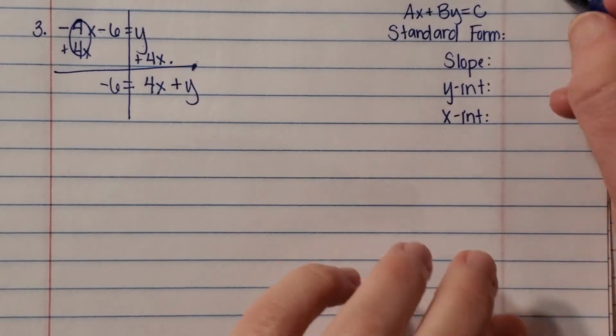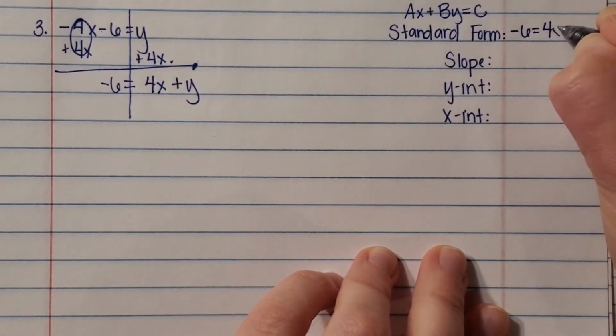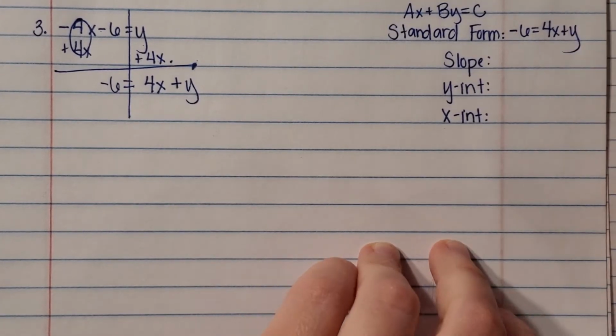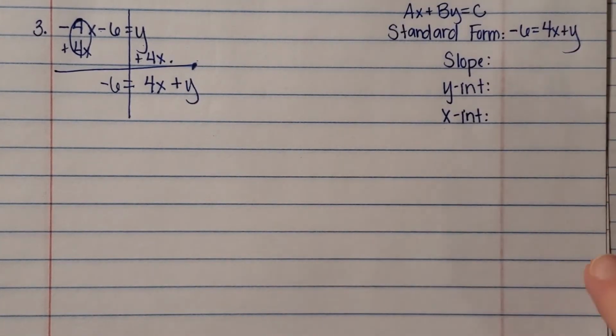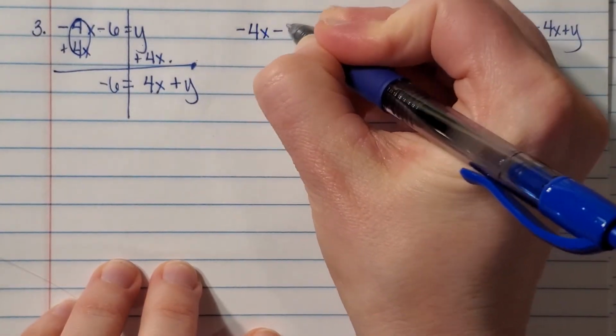All right, let's go ahead and write it next to standard form. So our standard form is negative 6 equals 4x plus y. Can you see it all? You can.